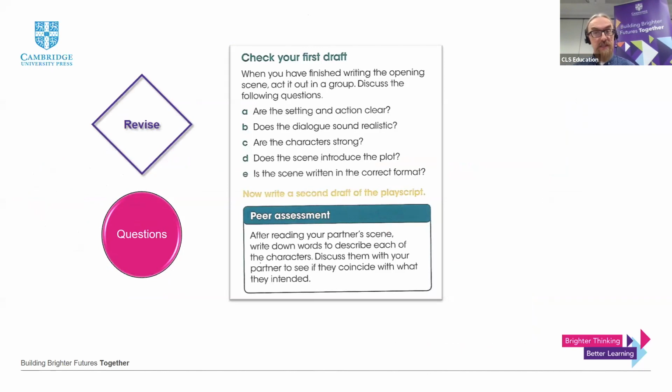And the questions can be at different levels. Questions about structure, questions about organization, or questions about characters if it's a story. So here, for example, we have setting, action, dialogue, characters, scene. We can ask them questions specific and get them working together. So revising their text together.